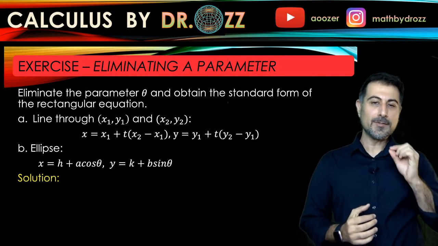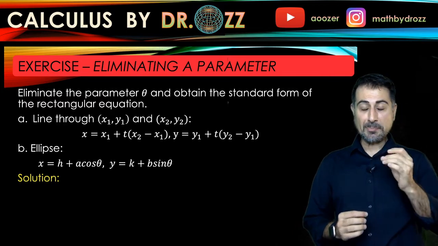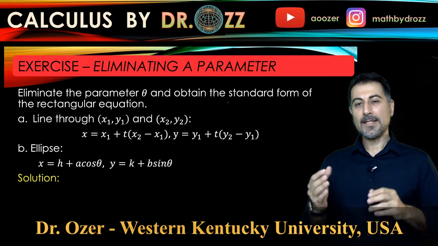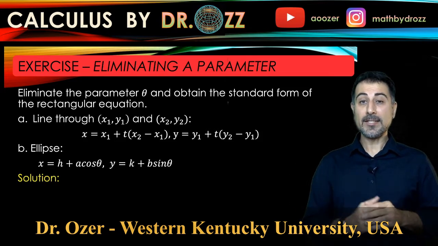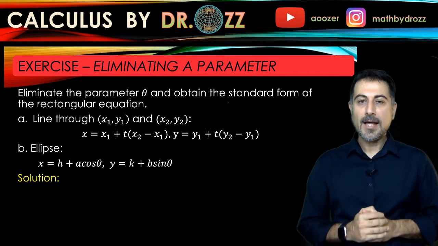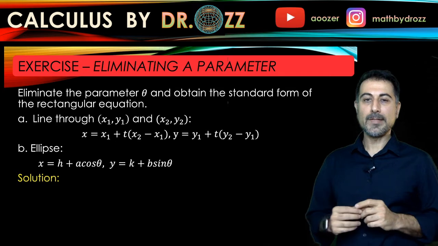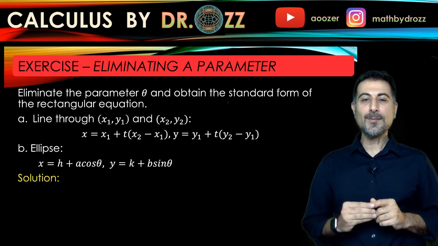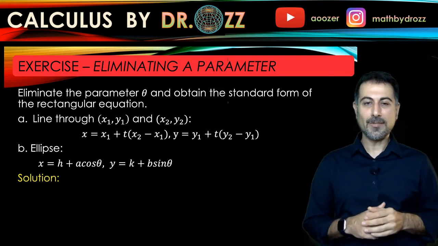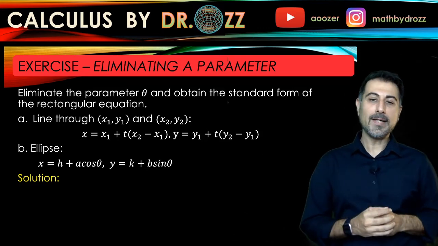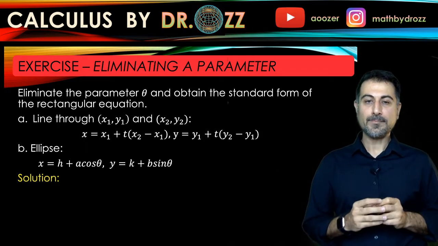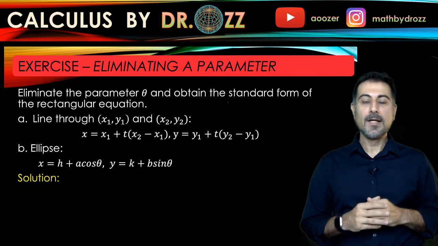Today we're going to go over two exercises, and you are getting exposed to two well-known conic sections. One is a line and the other one is an ellipse. And you will see their parametric representations. In the first case, you have a line through x1, y1 and x2, y2, and you have this specific parametric form describing the equation of a line. And you have an ellipse with the center h and k, and with a and b. Remember the description of the equation of an ellipse.